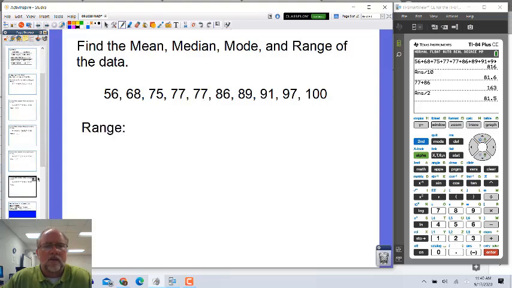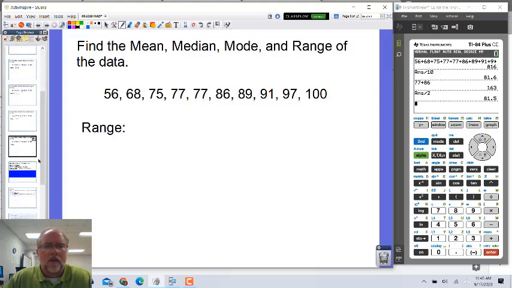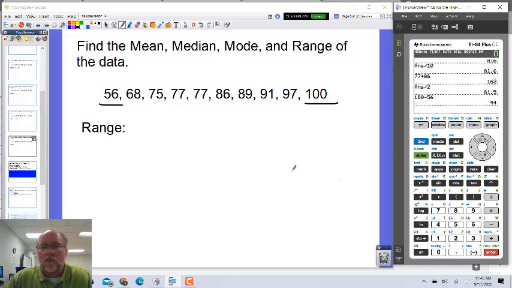All right, and then we've got one last question to look at, and that would be the range. The range is nothing but the high number minus the low number. So it tells us how spread out our data is. So we take our 100 and we subtract 56 from it, and we end up with 44. And that is our range.